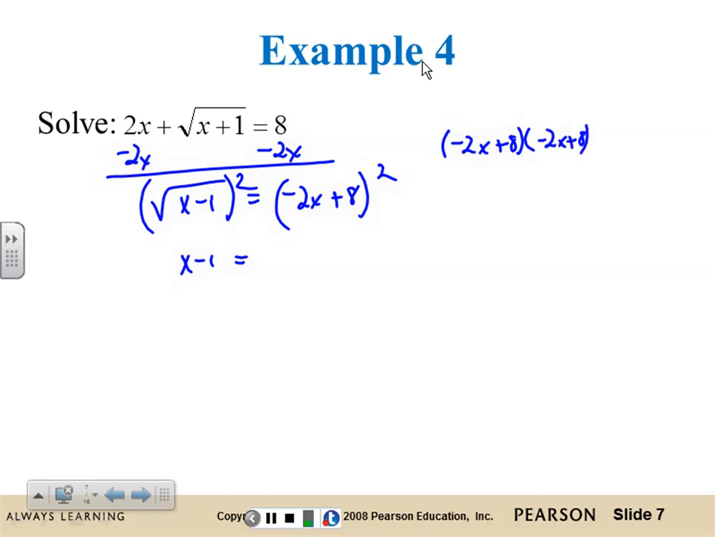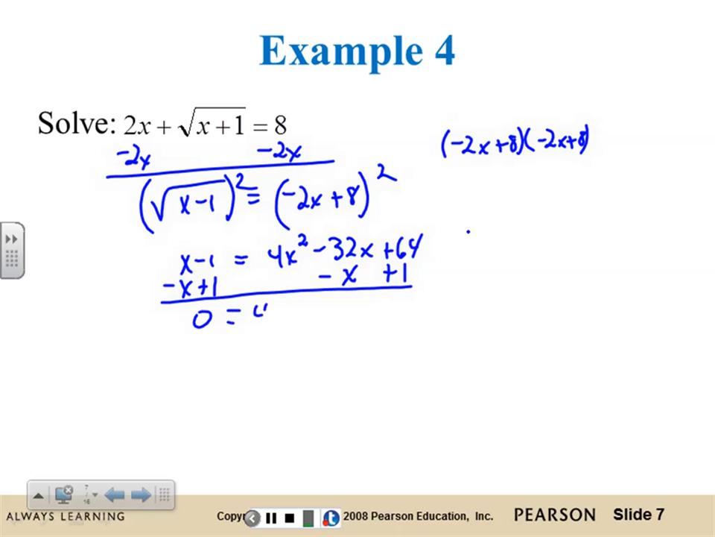And then foil it out, and when you foil it out, you're going to get 4x squared minus 32x plus 64. Now, since I have a quadratic, we learned this in the previous chapter, I've got to get it set equal to 0. So I'm going to minus x and add 1 to its like terms over here, minus x plus 1. And so what I'm going to have is 0 is equal to 4x squared minus 33x.